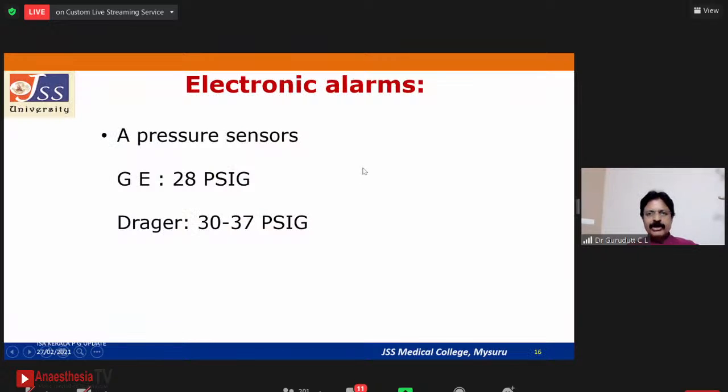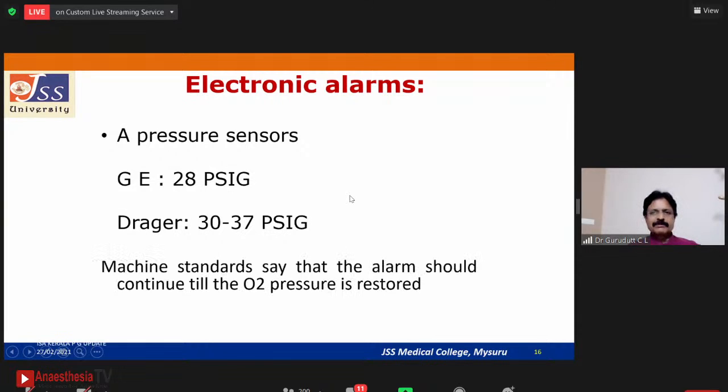Whereas with modern workstations, we have electronic alarms, pressure sensors are there, and these pressure sensors will continuously sense the supply pressure of oxygen. So in GE machines, whenever the oxygen pressure comes down to 28 or less, it gets activated. And in Draeger machines, once the pressure comes down to 30 or 37, again it gets activated. So this is what is called the electronic alarms or low pressure alarms that are incorporated. Again, a safety feature adopted in the intermediate system.